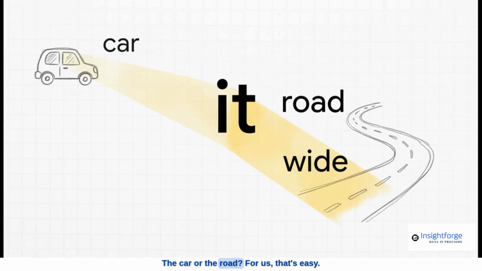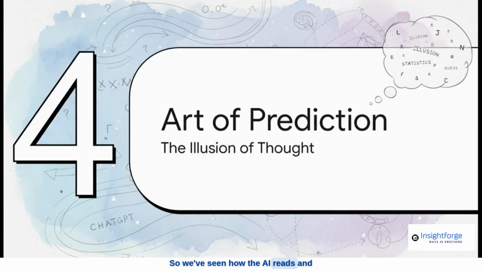The car or the road? For us, that's easy. For an AI, it could be confusing. But that self-attention spotlight instantly connects it with road and wide, and just like that, the ambiguity is gone. So, we've seen how the AI reads and processes our words, but how does it actually generate a response?